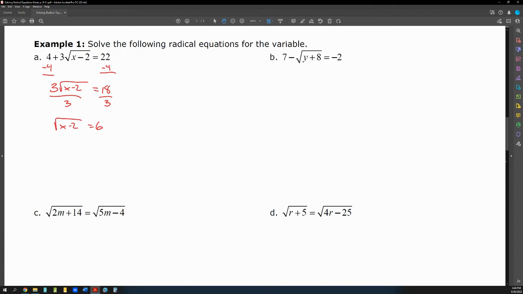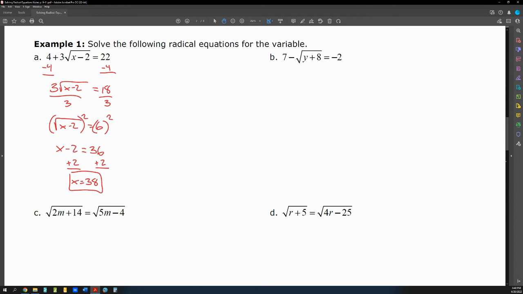To cancel out this radical, now that we have the radical by itself, we're going to raise both sides to the second power, or square both sides. So we have the quantity x minus 2 is equal to 6 squared, or 36. And finally, now that the radical's gone, our last step is to add 2 to both sides. And so we have x is equal to 38.